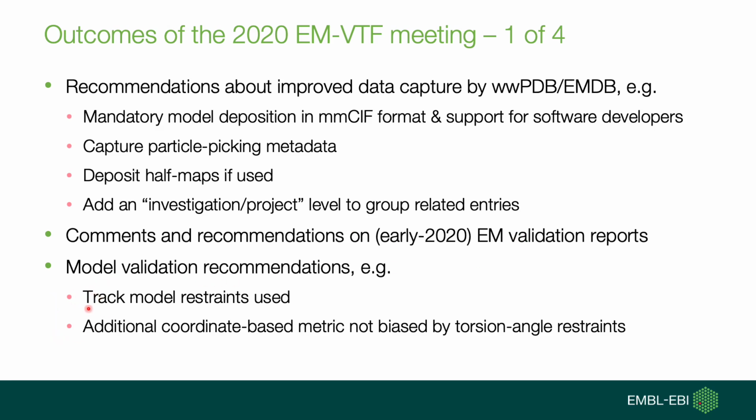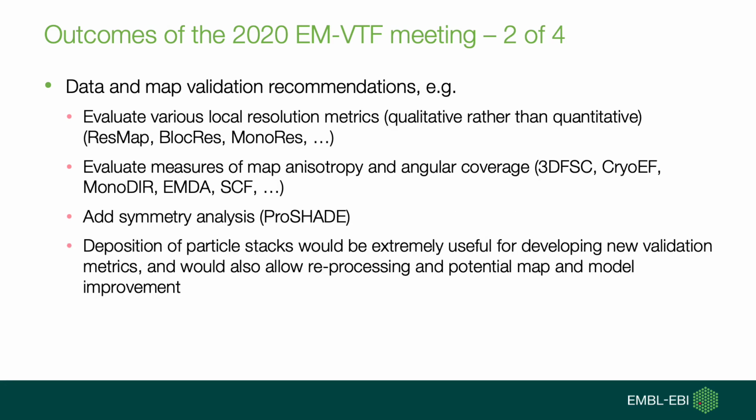And one was to track what model restraints have been used. This is to figure out if, for example, Ramachandran restraints were used or not. And also related to that, to come up with an additional coordinate-based metric that is not biased by torsion angle restraints, like, for example, CaBLAM in MolProbity or a packing score or something like that.